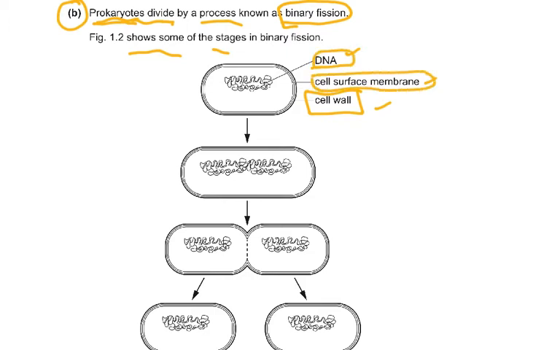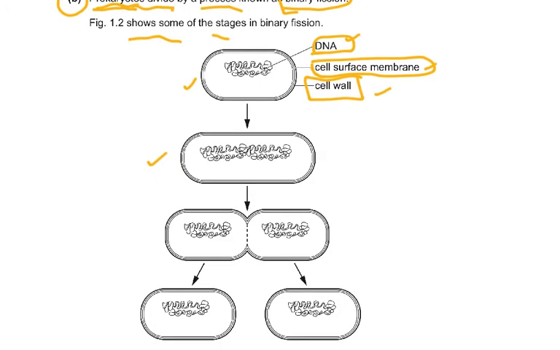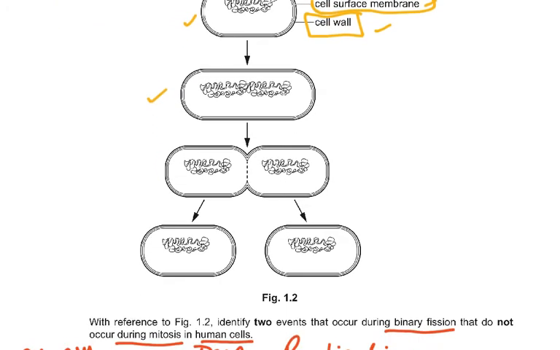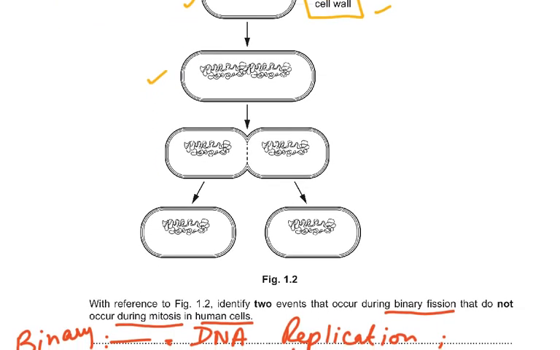Now if you compare this diagram with this diagram, this cell has become a little elongated, and the DNA now is looking a little more complex. And then we see this sort of a division occurring, and then this dividing into two prokaryotes.